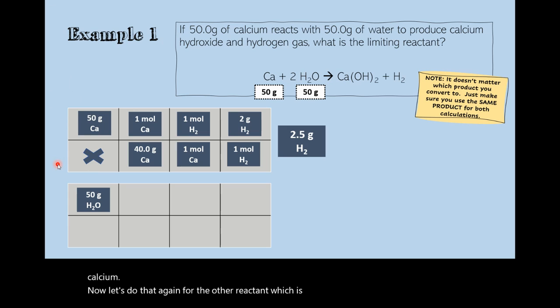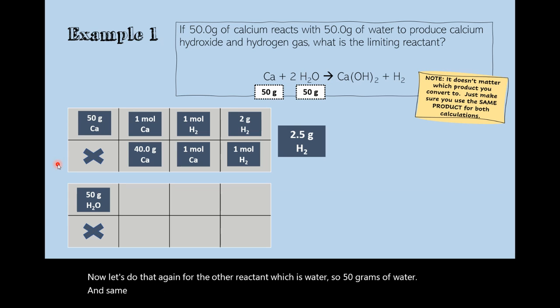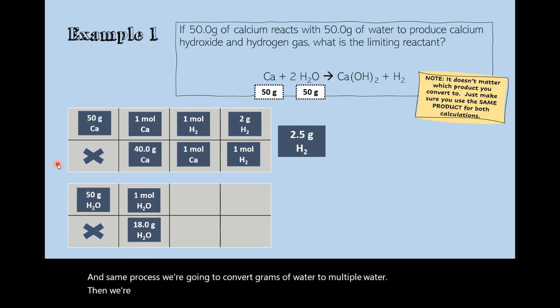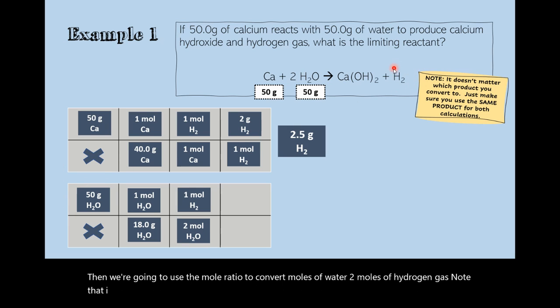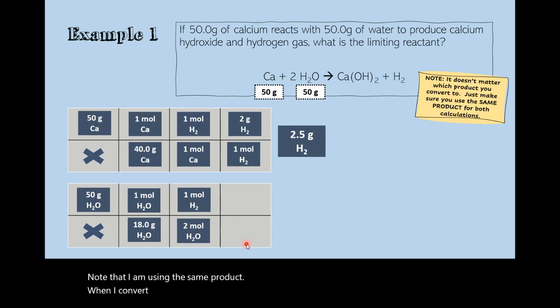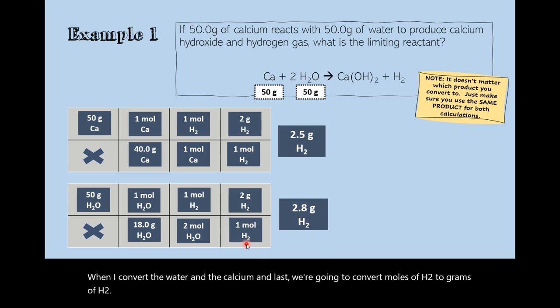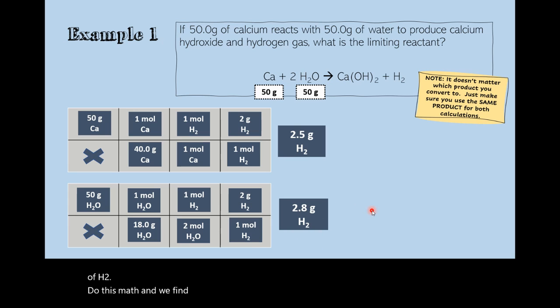So 50 grams of water, and same process. We're going to convert grams of water to moles of water. Then we're going to use the mole ratio to convert moles of water to moles of hydrogen gas. Note that I am using the same product when I convert the water and the calcium. And last, we're going to convert moles of H2 to grams of H2. Do this math and we find 2.8 grams of H2 can be produced from 50 grams of H2O.